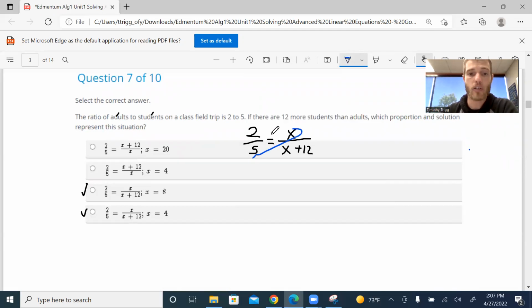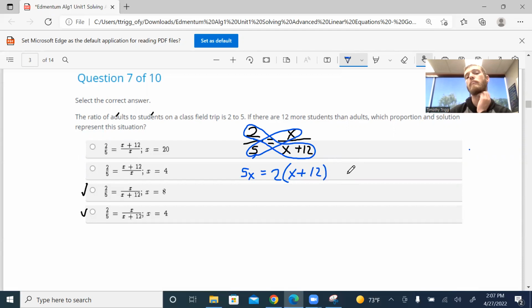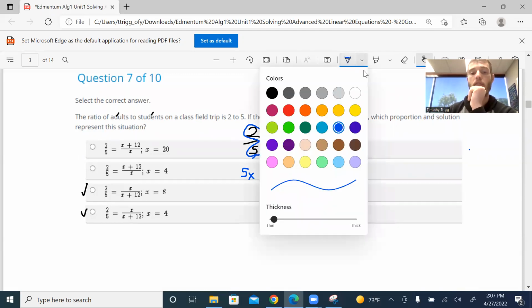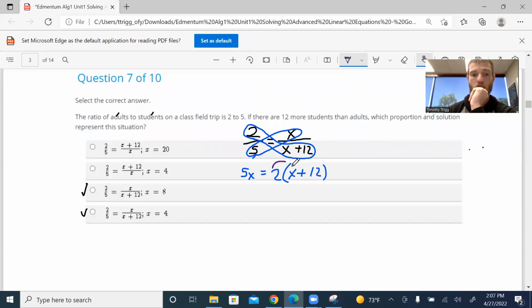5 times X, that's 5X, equals 2 times the sum of X and 12. What do we do next? We distribute the 2. 2 times X, 2 times 12. 2 times X is 2X. 2 times 12 is 24.